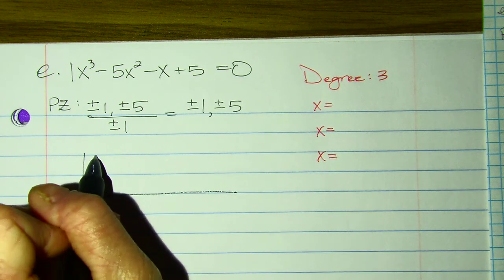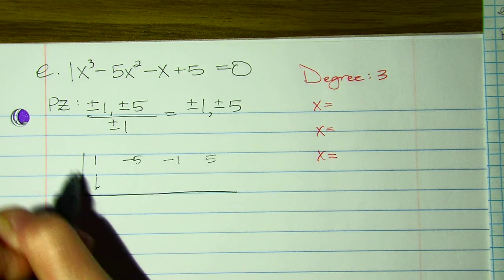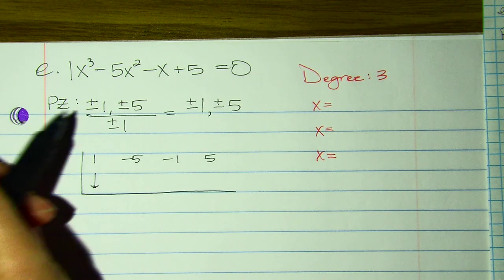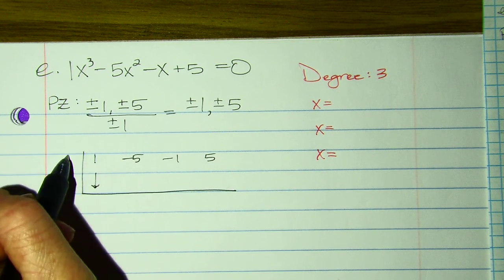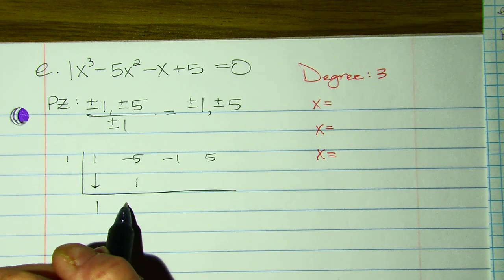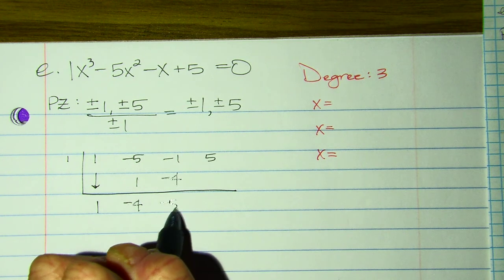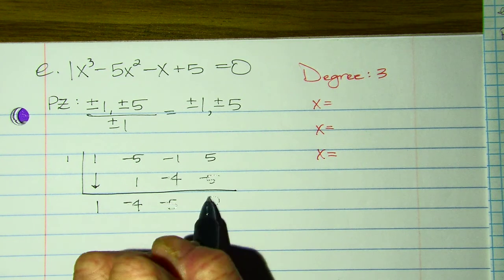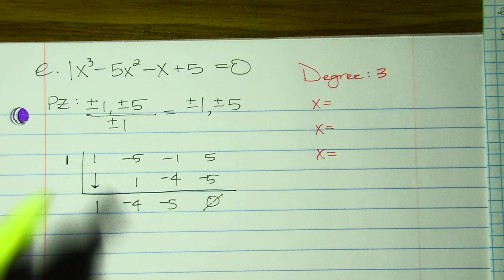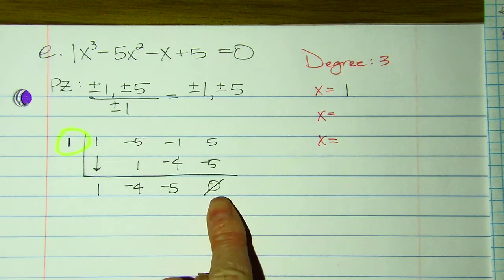So we're going to use synthetic division, and we're looking for a remainder of 0. I like to try the first number that they give me. So the first number on my list is a positive 1. I bring down the first number. 1 times 1 is 1. Add, come down. Add, come down. Multiply. Remainder of 0. So this tells me that right there is my first solution, and it's going to go here because I got a remainder of 0.